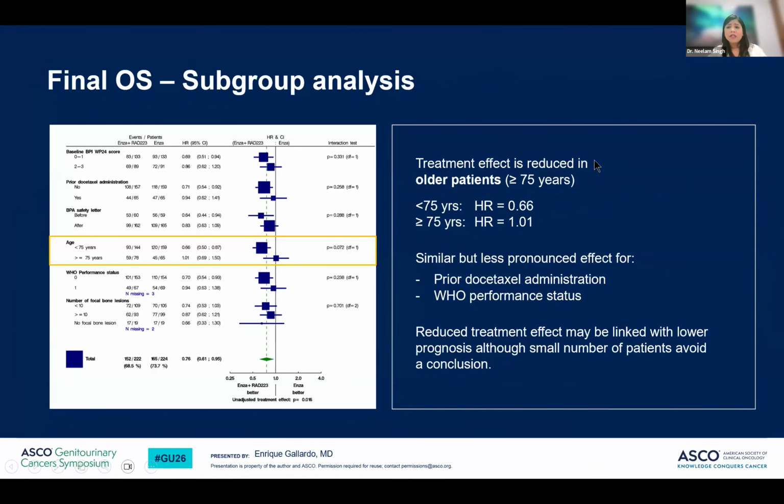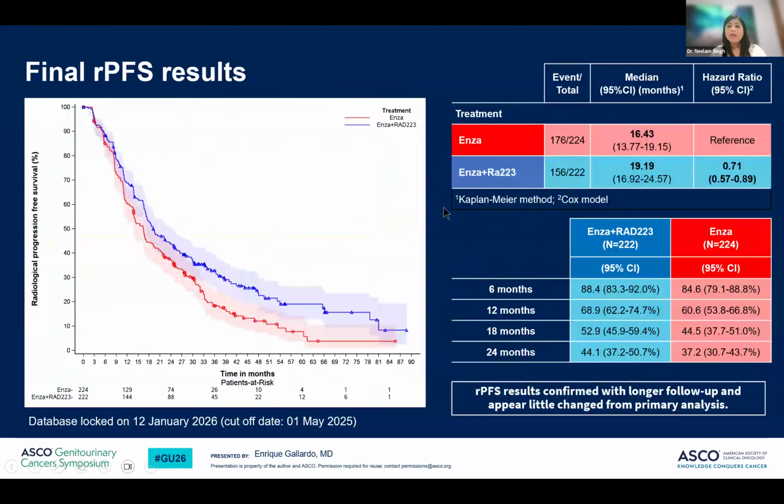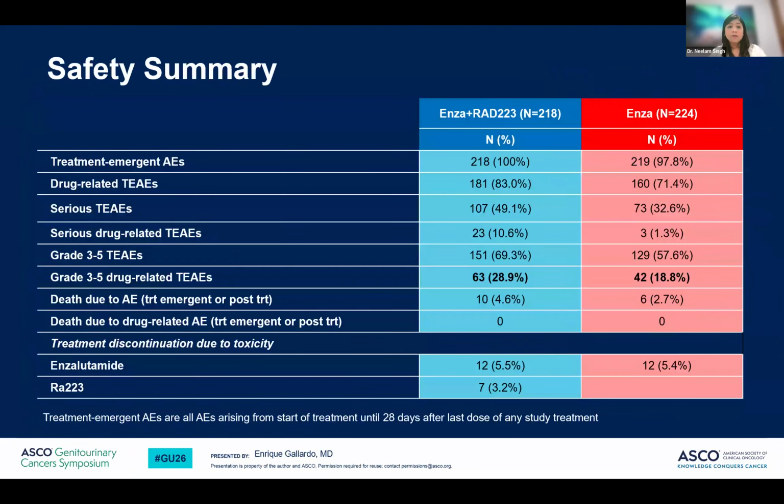The treatment effect is reduced in older patients, that is, 75 years or older. We do see a benefit in patients who are less than 75 years. If we look at the final radiographic progression-free survival, we see that there is separation of curves and it is sustained, with a hazard ratio of around 0.71, and also the radiographic progression-free survival benefit over subsequent months. Looking at the safety summary, around 63% of the patients had grade 3 to 5 drug-related adverse events.